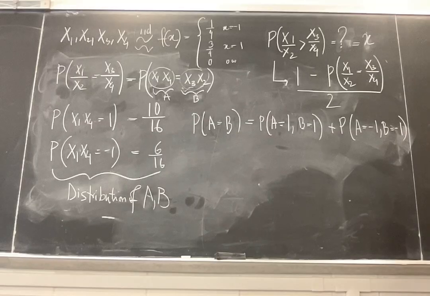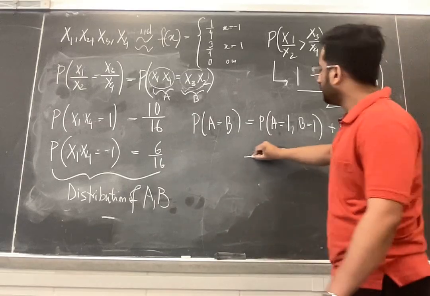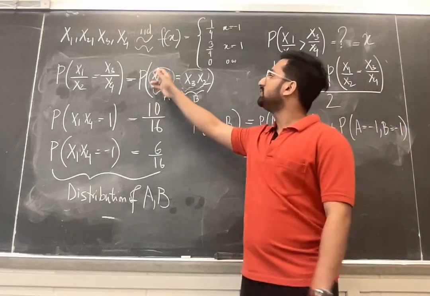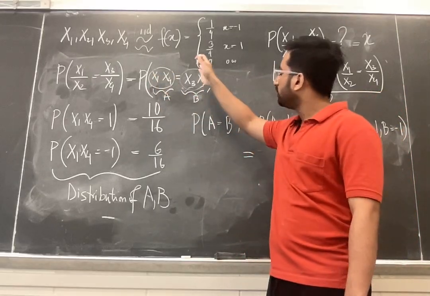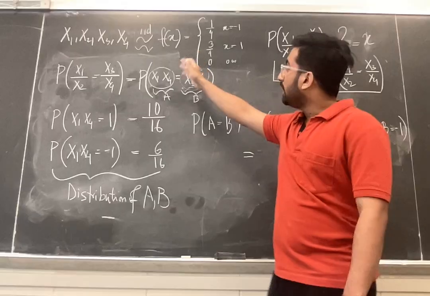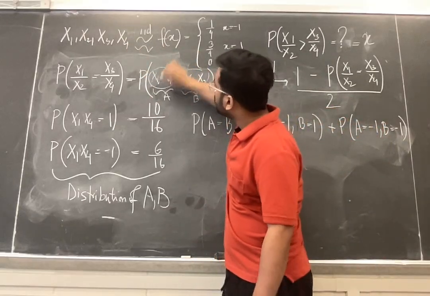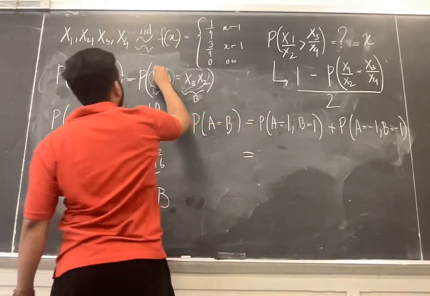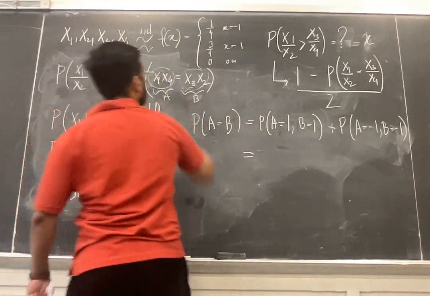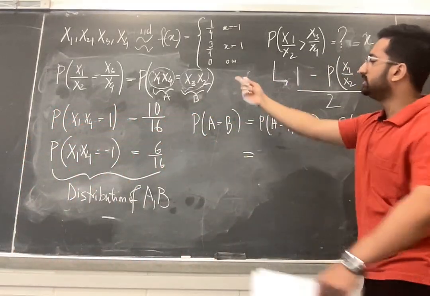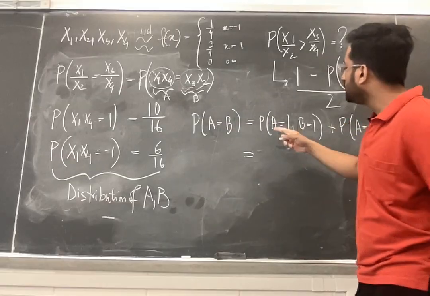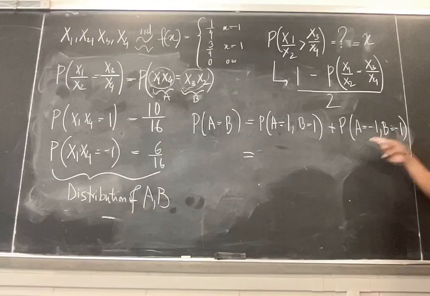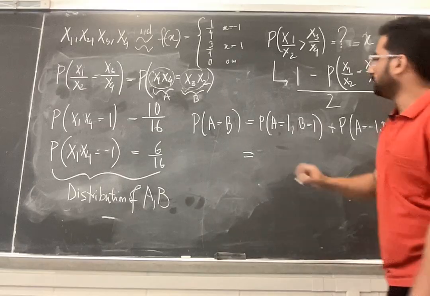Okay? Very simple. So therefore, we again observe that A is consisting of x1 and x4 and B is consisting of x2 and x3, and both are independent. So this individually is independent of that. So we can do the same thing. Probability A is equal to 1 times probability B equal to 1, plus probability A is equal to minus 1 times probability B equal to minus 1.